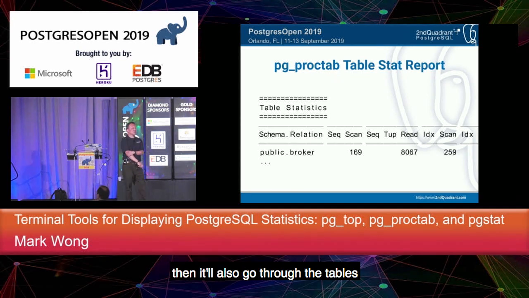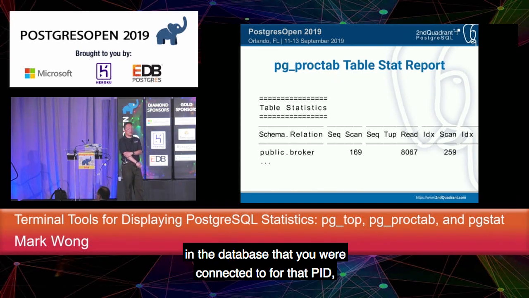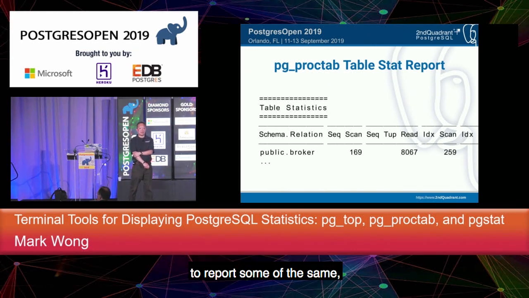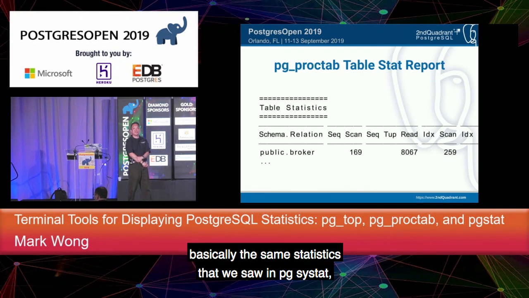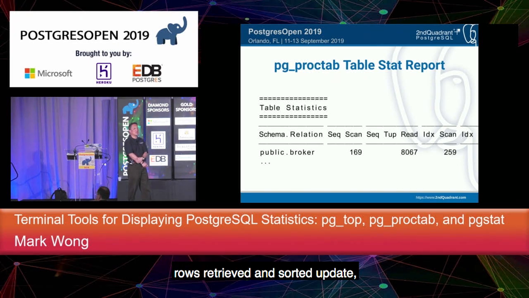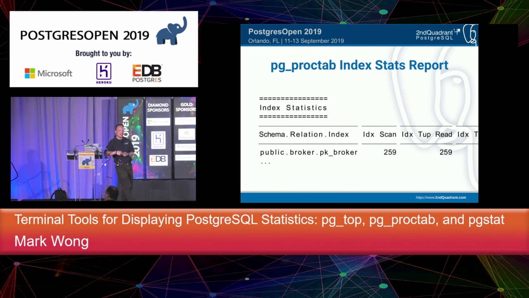Then it'll also go through the tables in the database that you were connected to for that PID to report basically the same statistics that we saw in PGSystat: the number of sequential scans, index scans, rows retrieved, inserted, updated, and so forth for a particular table. Similarly with the index.